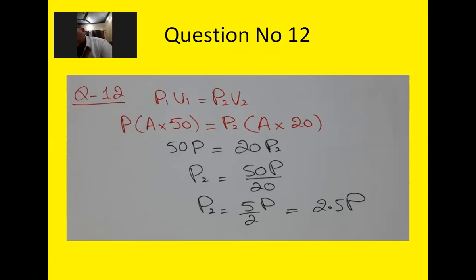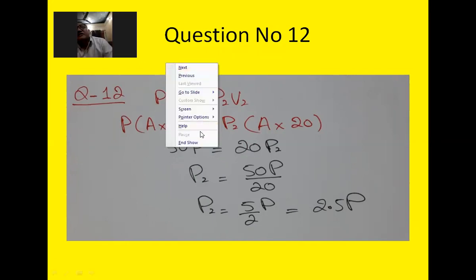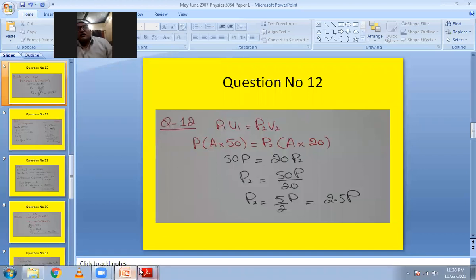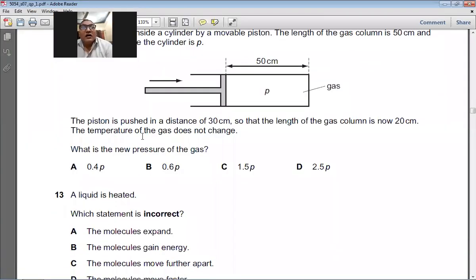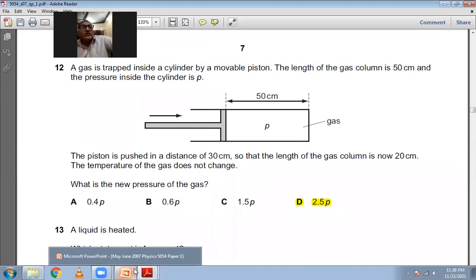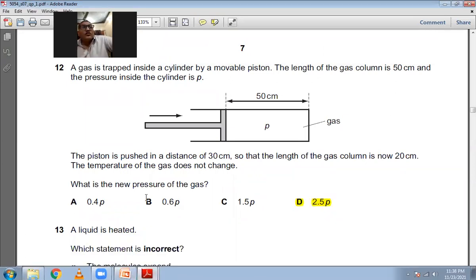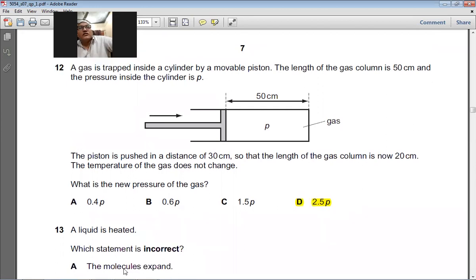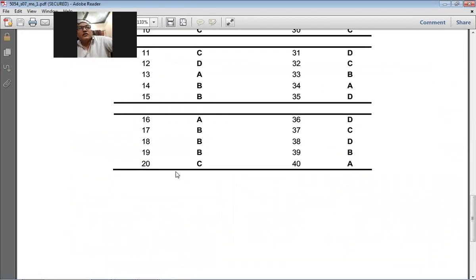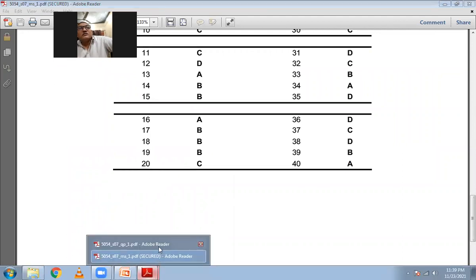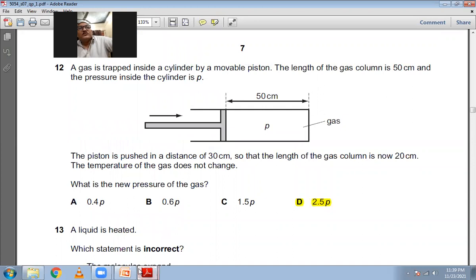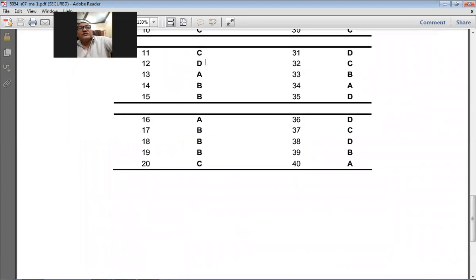So that's question number 12. The pressure 2 will be 2.5P Pascal. So I think D is the right option, sir. 2.5P. Question number 12, D is the right option, sir.